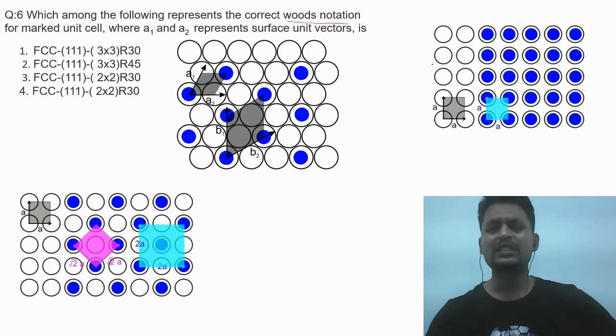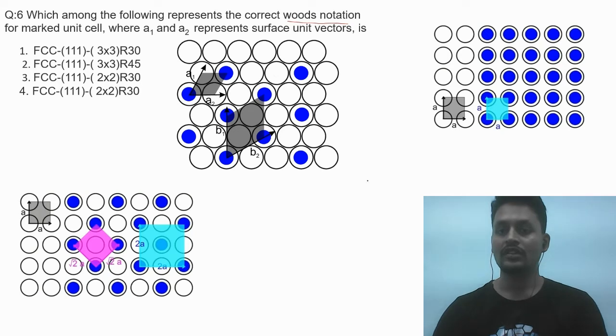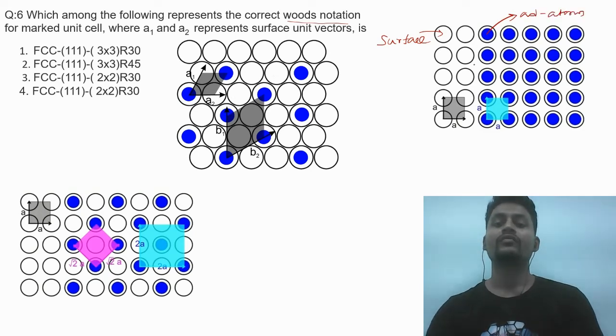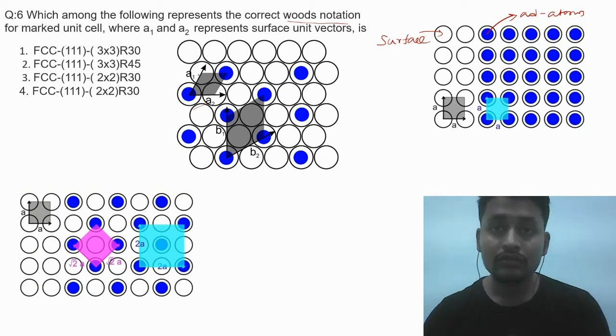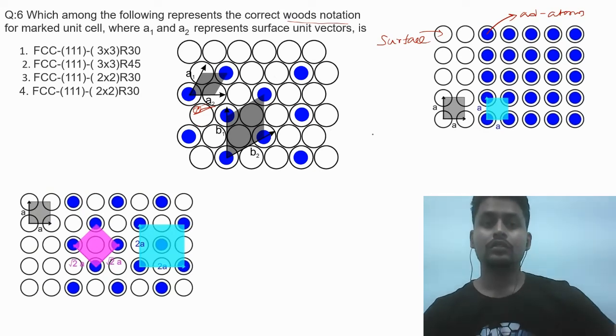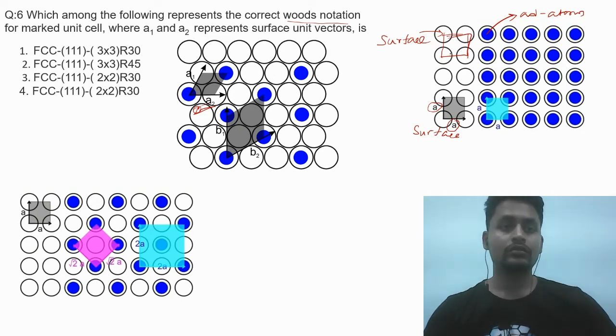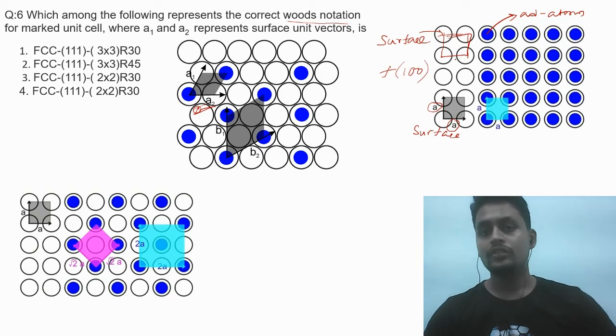Before going to that, I'll discuss a little bit about how Wood's notation is normally described. This is a surface. These white atoms are the surface atoms, and these blue ones are the add atoms or add molecules. So these are the surface and the add atoms. This is the unit vector, this A, the unit vector of the surface atom, right? Looking at the symmetry, this will be one unit cell of this surface. It has fourfold symmetry, so this is an FCC 100. These are the lattice vectors for the surface.